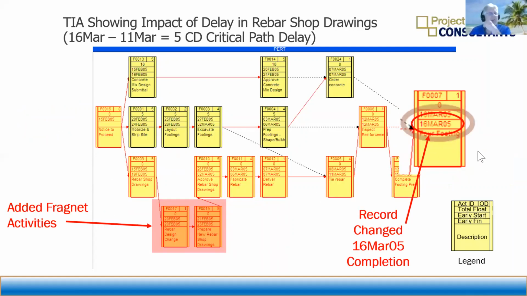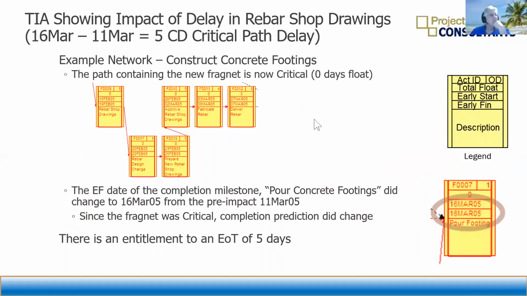When we do that, we discover that the completion date has now changed to March 16th. And so we have to note that, compare that back against the original, which was March 11th. And there's a 5 calendar day critical path delay. So what happened there was whatever the float was available on that path of activities, the new change has eaten up some of that float, consumed some of that float, and extended the project beyond that. So now we're out here with an entitlement to 5 days.